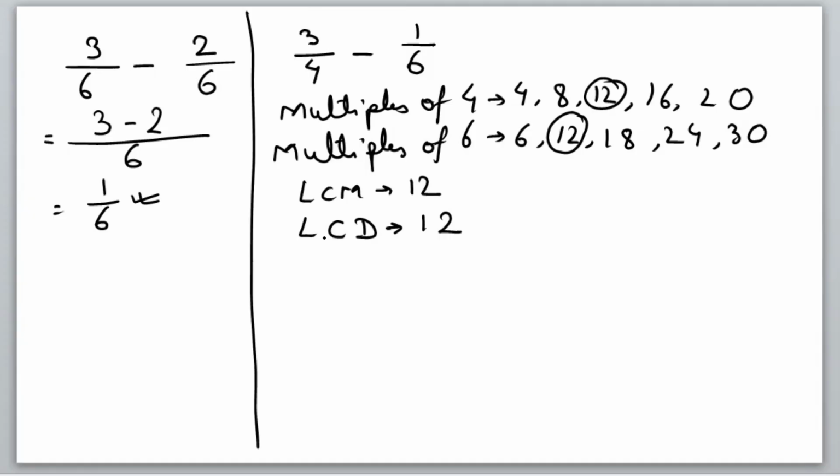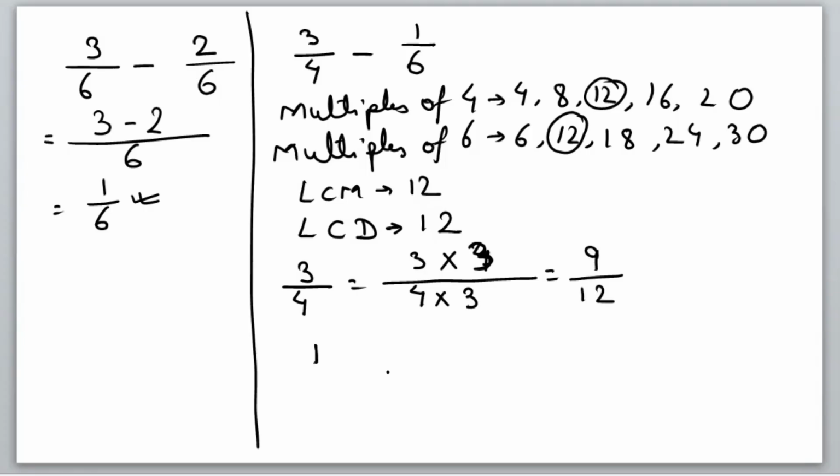Now we have to change this fraction into an equivalent fraction where the denominator must be 12. 3 over 4. 4 times 3 will be 12 and 3 times 3. Because we have multiplied the denominator, we have to multiply the numerator as well. It will be 9 over 12.